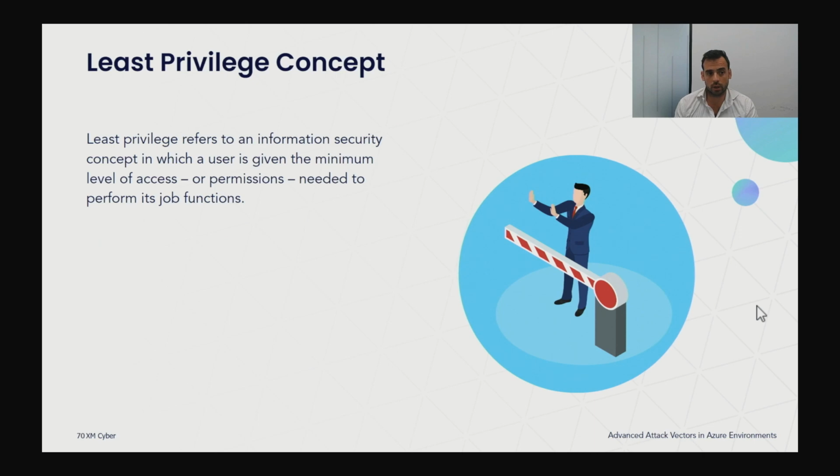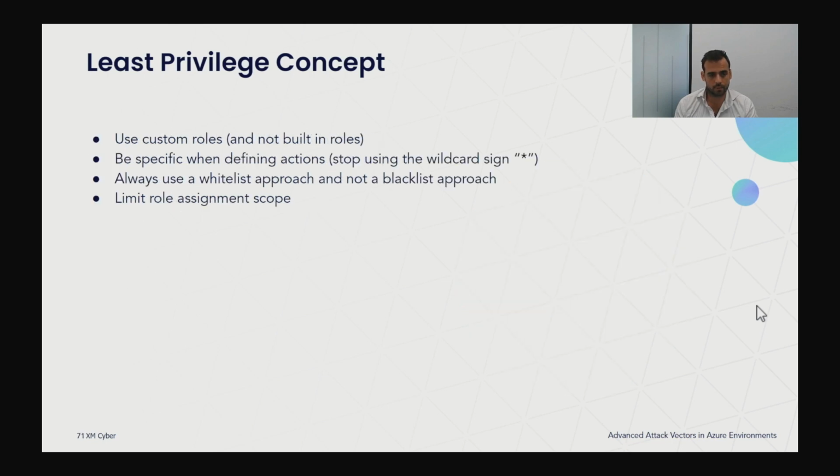Next, the concept that we all know. Least privilege refers to an information security concept in which a user is given the minimum level of access or permissions needed to perform their job functions. For example, use custom roles and not built-in roles. Be specific when defining actions. Stop using the wildcard sign. Always use a whitelist approach and not a blacklist approach. And the last one is to limit the role assignment scope.